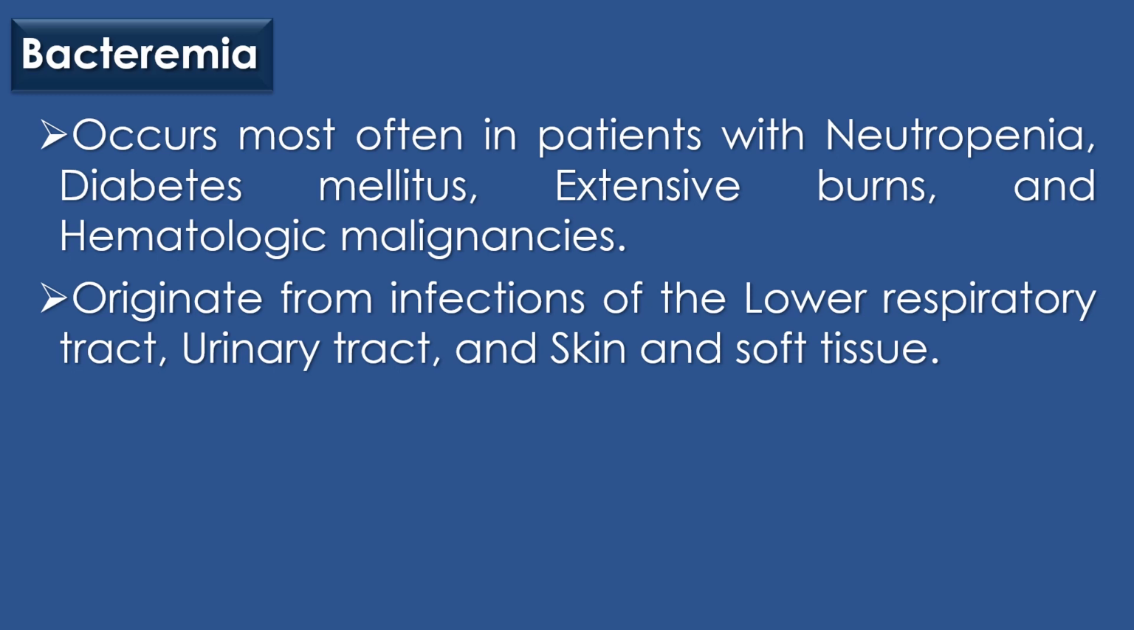Bacteremia occurs most often in patients with neutropenia, that is a low number of neutrophils, diabetes mellitus, extensive burns, and hematologic malignancies. Hematologic malignancies are forms of cancer that begin in the cells of blood forming tissues such as bone marrow or in the cells of the immune system. Most bacteremias originate from infections of the lower respiratory tract, urinary tract, and skin and soft tissue, particularly burn wound infections.